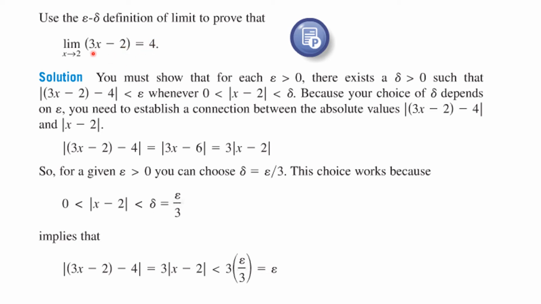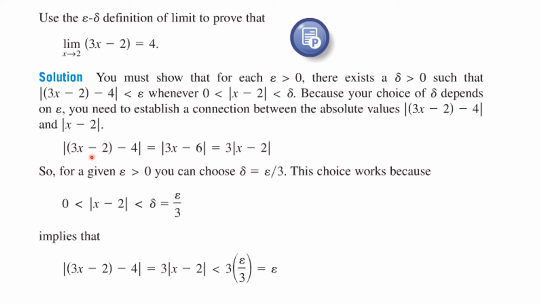But now we have to, for any epsilon. Now we're not taking a specific number, it's just epsilon, the variable. So we have to find delta in terms of epsilon. So we must show for any epsilon greater than 0 that we can find a delta such that the absolute value of f of x minus L is less than epsilon whenever this is true. Now, because your choice of delta depends on epsilon, you need to establish a connection between the absolute values of this and this. But look what happens when I do the arithmetic again.